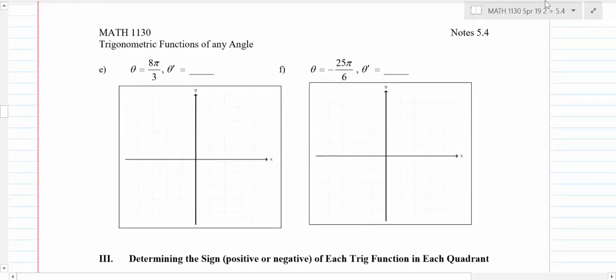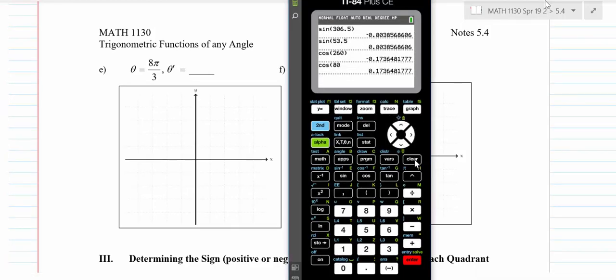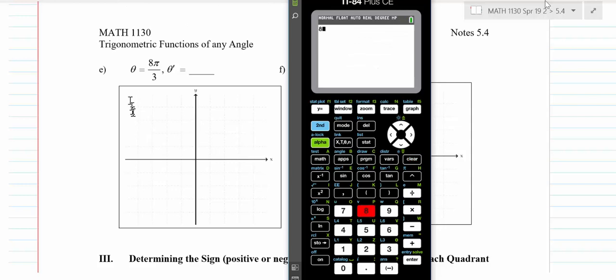Okay, these are in radians, so what I would probably do on something like this is, to me, it makes a lot of sense just to convert these things to degrees. So I'm going to convert this to degrees like we've learned. So pi is 180, so I'm going to do 8 times 180 over 3. And then that will give me theta is 480 degrees.